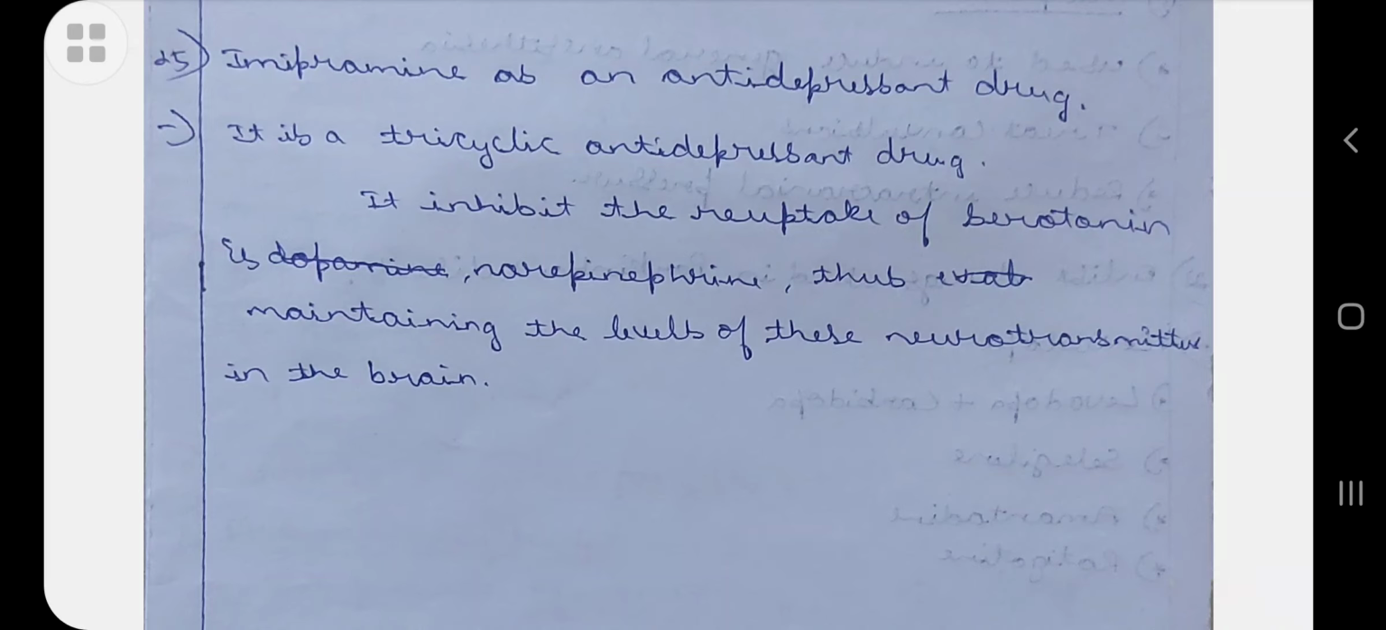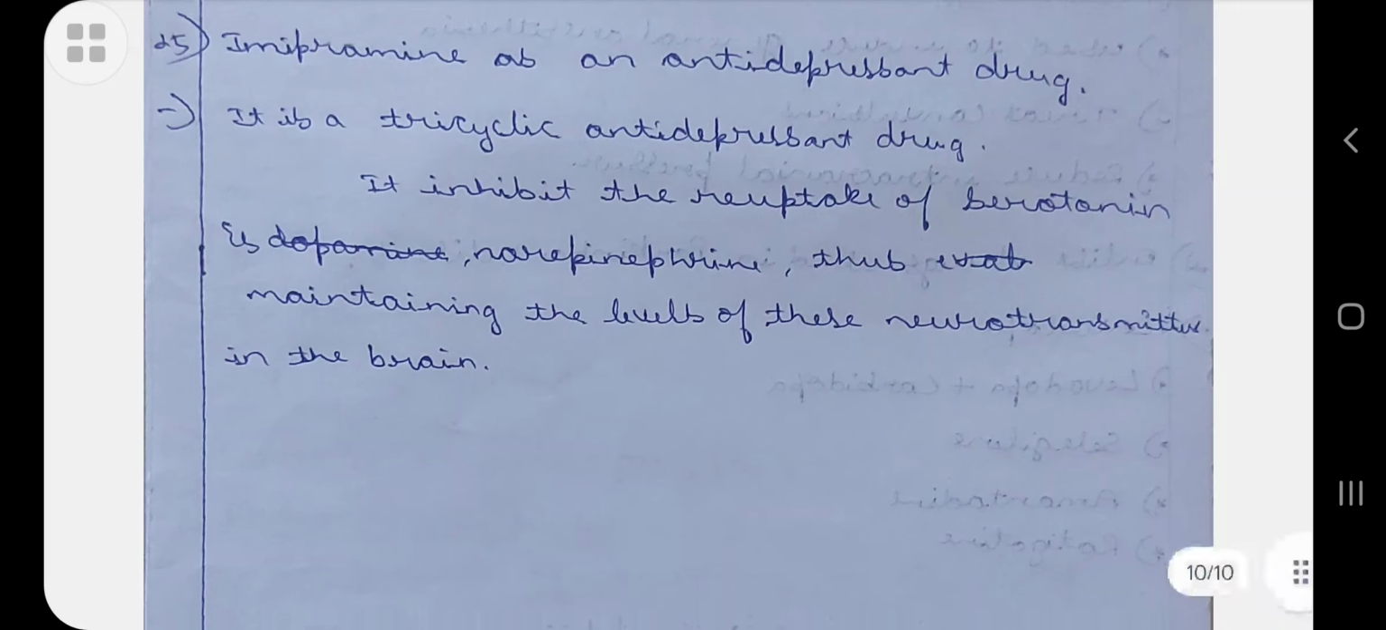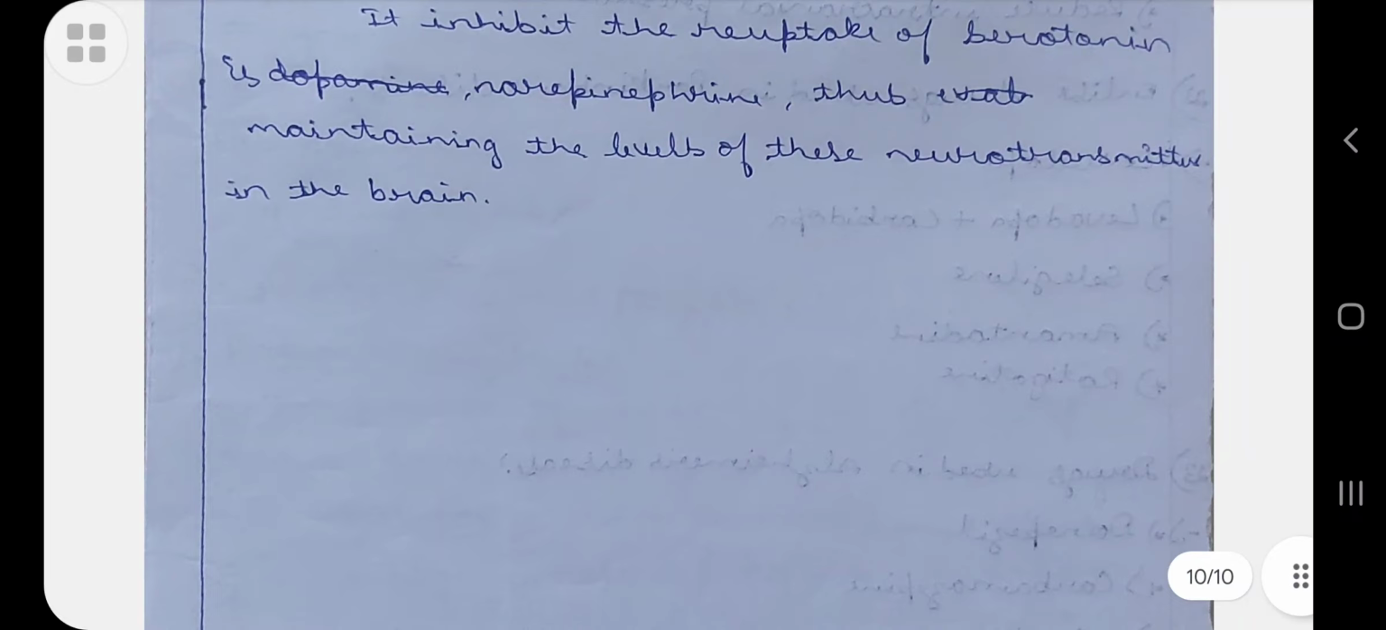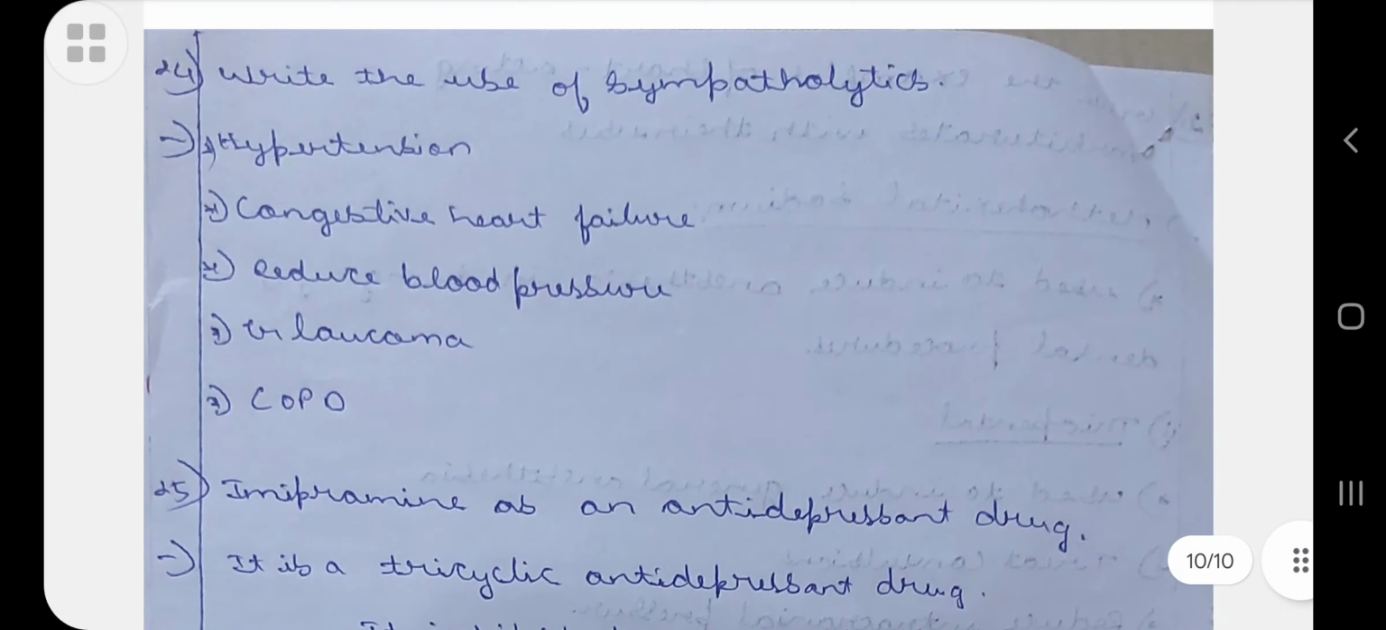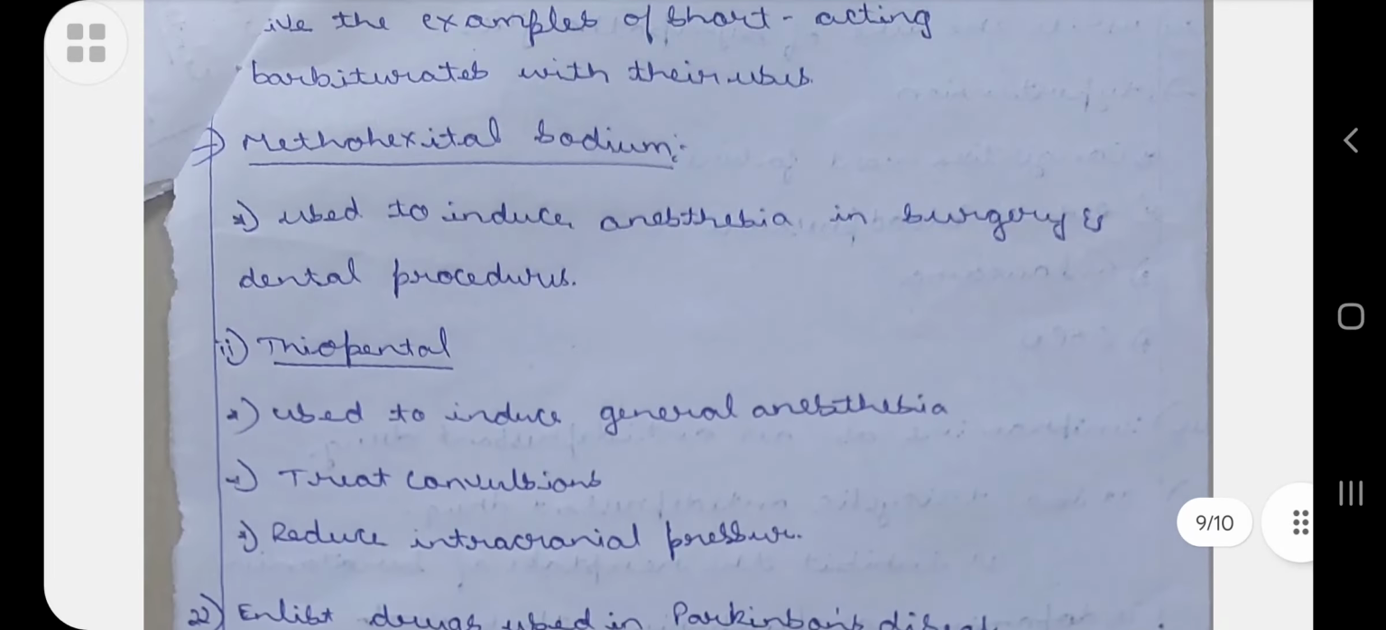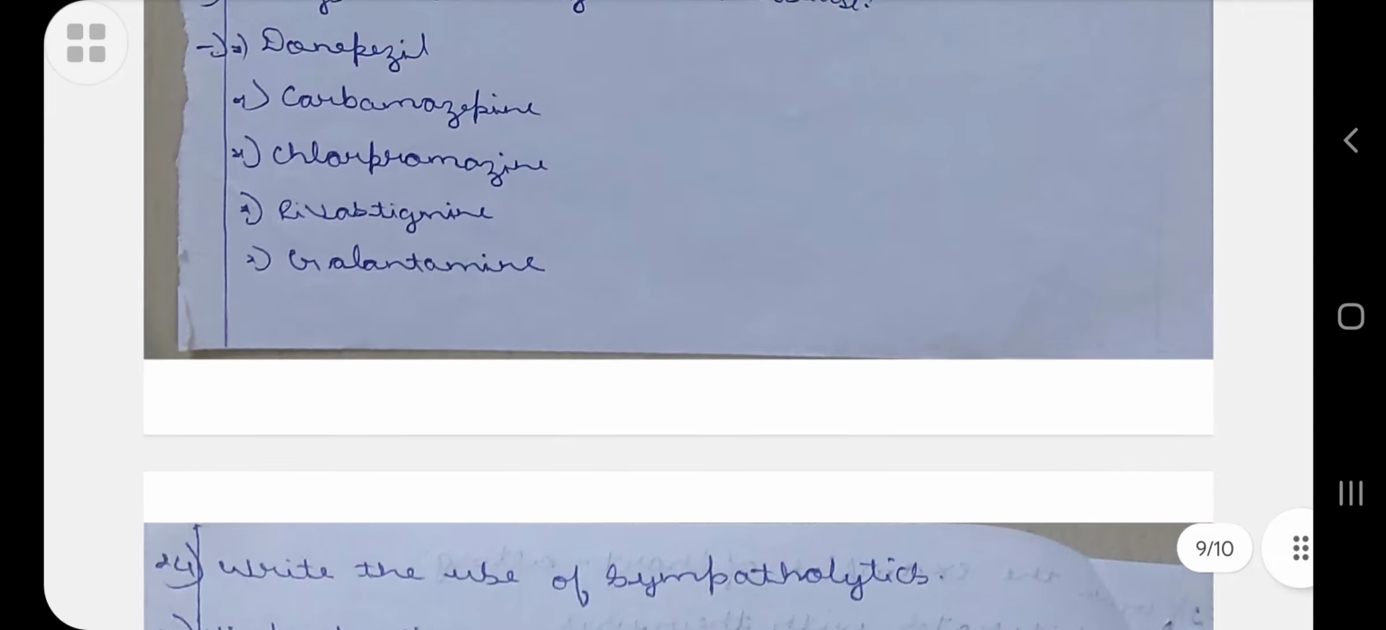Serotonin, norepinephrine, thus maintaining the levels of these neurotransmitters. If these neurotransmitters are present in a large amount, these are known as happy hormones. They are present, means no depression. If they start to break down with the help of monoamine oxidase, what will they do? They will start the breakdown of these happy hormones, which leads to reduction and degradation. So for that reason, we are using some tricyclic antidepressants.